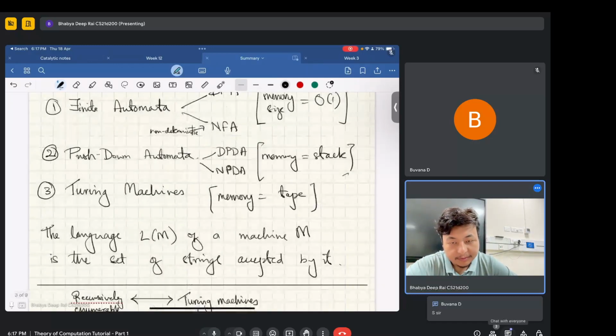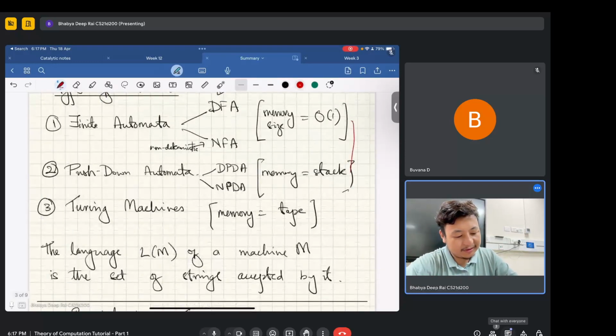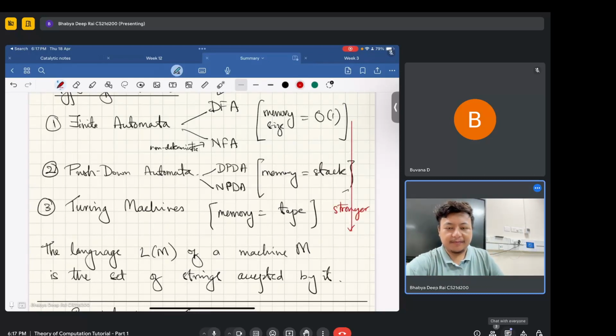So we have pushdown automata, which is also of two types, DPDA and NPDA. And what is the difference? Then we have Turing machines and so on. What we are trying to do is make the machine model stronger and stronger. That's what we are trying to do.